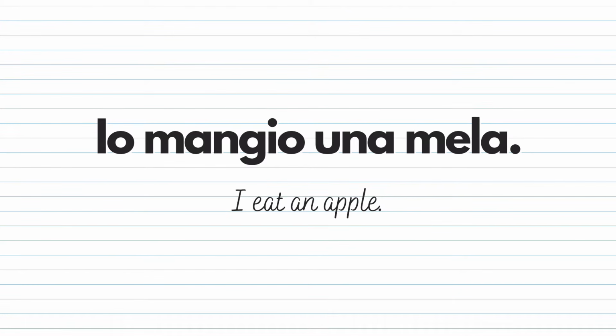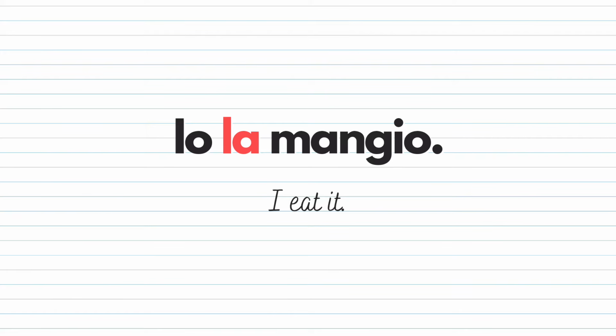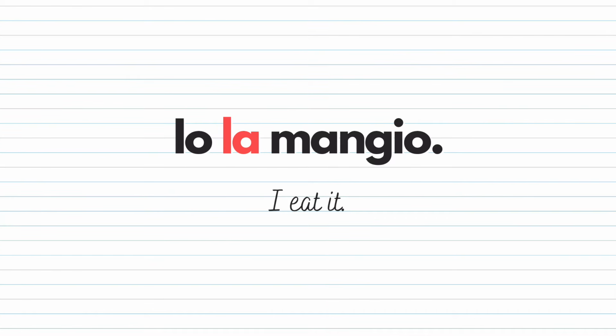Io mangio una mela. Now, una mela is our direct object. It's feminine and singular, so it can be replaced by la, it. Now, we don't really have it in Italian because we only have lo, him, and la, her. So for this reason, it can be both lo or la according to the gender of the word you're trying to replace. Now, since here we're trying to replace una mela, that is feminine, we're going to use la. So, io la mangio. I eat it.